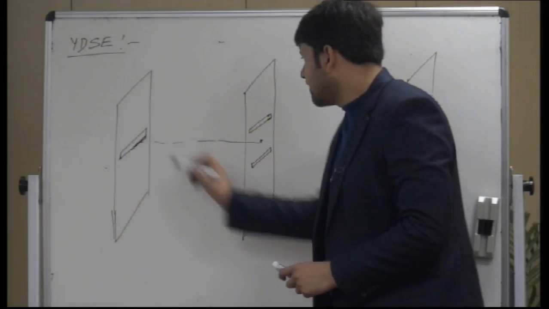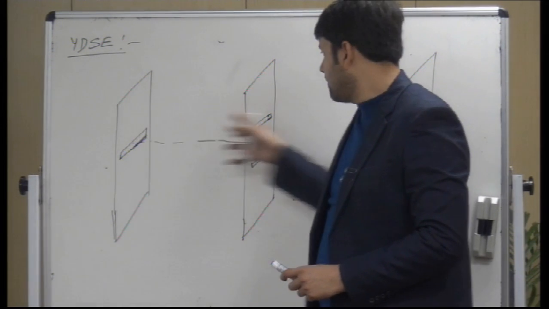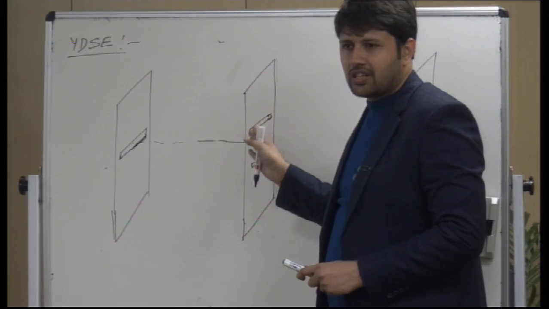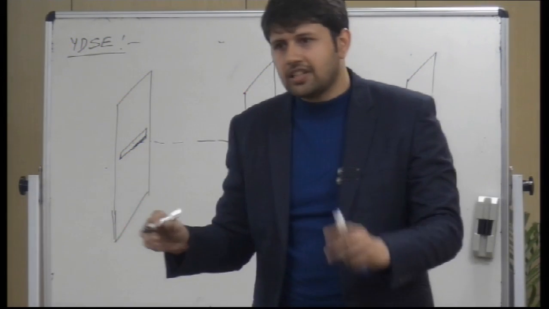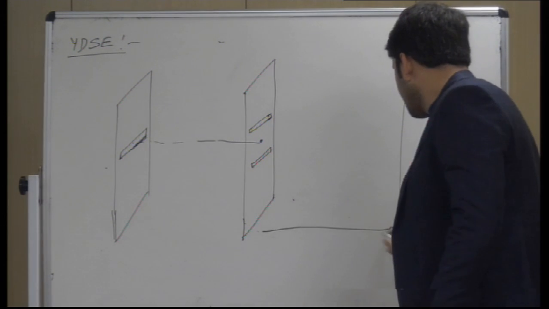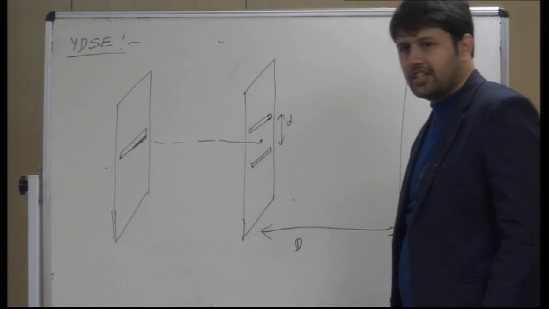Light from this, a cylindrical wavefront, came, and by the time it reached this portion, it was plane. The distance was large. From this portion, two cylindrical wavefronts came. This distance was taken as capital D. The separation between slits was taken as small d.